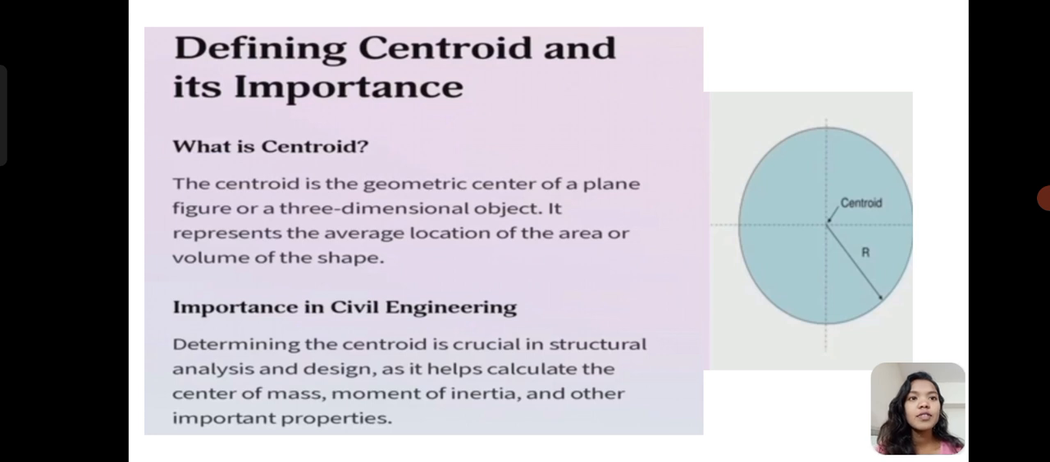The definition of centroid and its importance is: the centroid is the geometrical center of a plane figure or a 3D object. It represents the average location of the area or volume of the space. The importance in civil engineering is that determining the centroid is crucial in structural analysis and design, as it helps calculate the center of mass, moment of inertia, and other important properties.